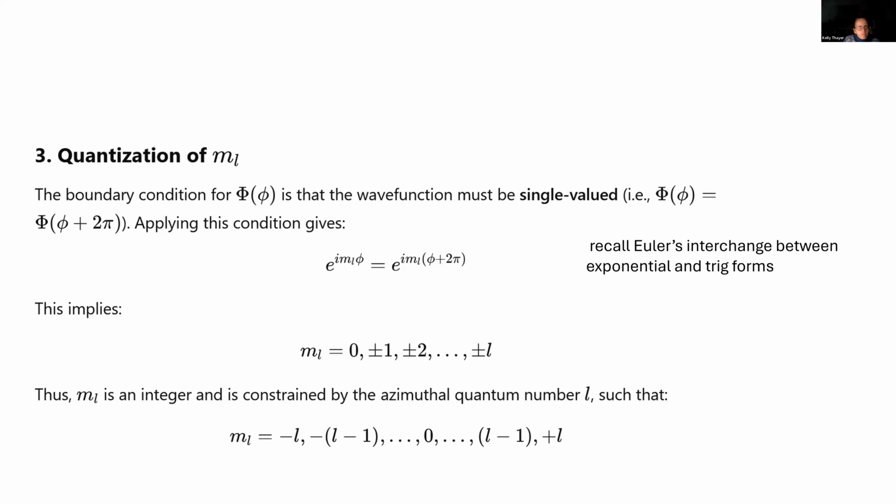The quantization of m sub l. So the boundary condition of phi is that the wave function must be single valued. You cannot have multiple values. So we can apply this condition.